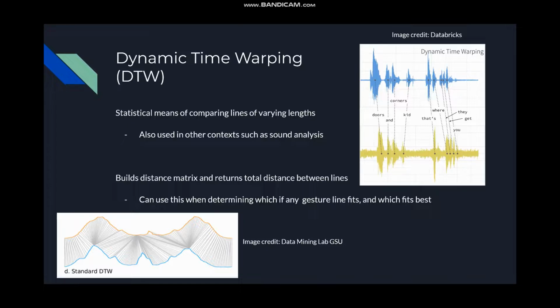So if you look at the image on the right, we can see mappings of different points, the mappings indicated by the lines of where each portion of the line best fits with the other one, which is also replicated in the image below and is just a different means of illustrating it.